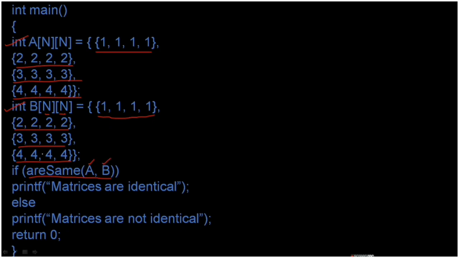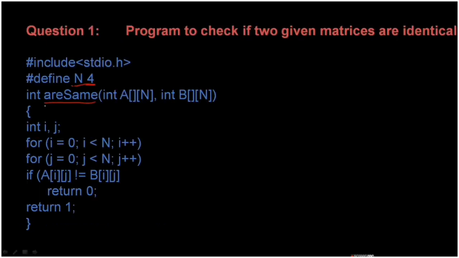After this statement, it will directly jump to the function that is int areSame, that is taking the first array and then the second array matrix. Okay. And the return type is integer. After this, we are taking two variables of integer data type. For i is equals to 0, i is less than n. So n is already defined as 4, i plus plus, and for j is equals to 0, j is less than n, j plus plus.